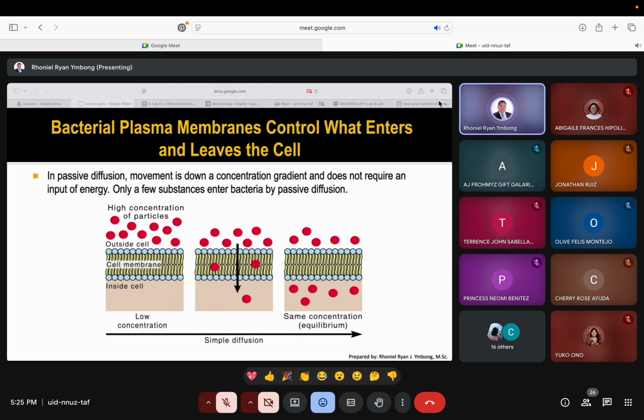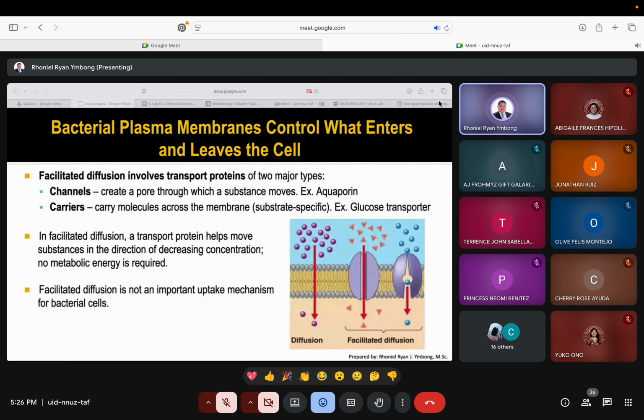hypotonic solutions, hypertonic solutions, it has something to do with the concentration of water inside or outside the cell. So if your water is more abundant outside, that is what you call a hypotonic solution, and your water molecules would tend to move going inside the cell. And if you have a hypertonic solution, meaning there is less water outside, then the water inside the cell would eventually move out. So that's passive transport or passive diffusion.